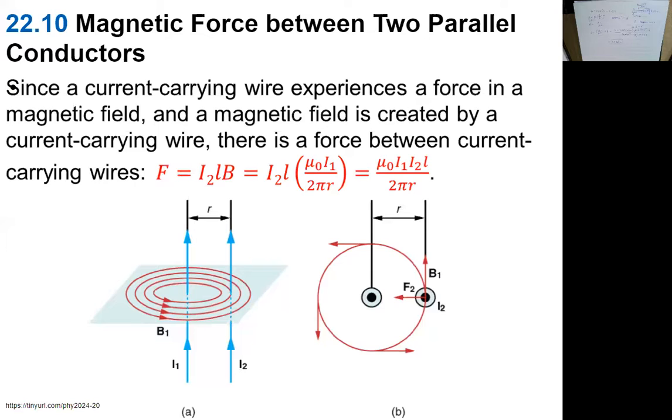So if you have two currents going in the same direction, the magnetic force should be an attractive force. If you have two wires that carry current in opposite directions, you can expect them to have a repulsive force between them.